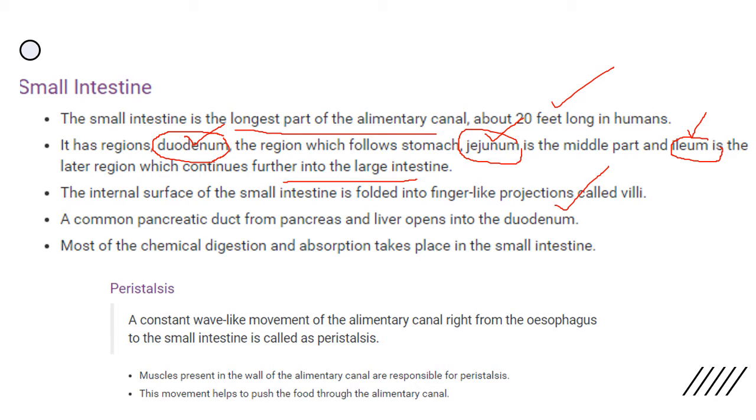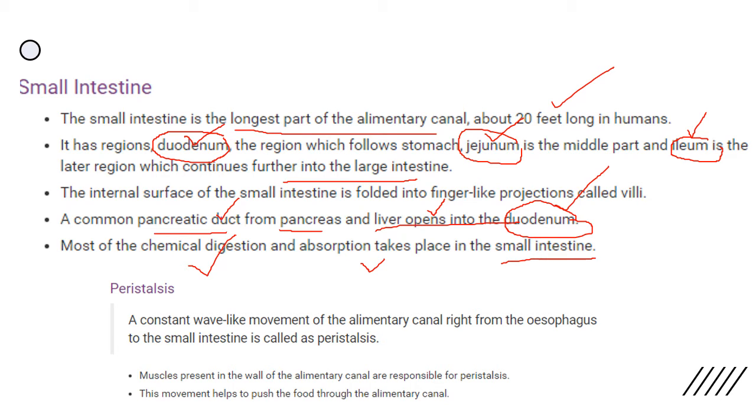The internal surface of the small intestine contains finger-like projections called villi. You have studied this in your lower classes. There is a common pancreatic duct from the pancreas and liver that opens into the duodenum. That means the pancreatic juice from the pancreas and the bile juice from the liver enter into the duodenum part of the small intestine.